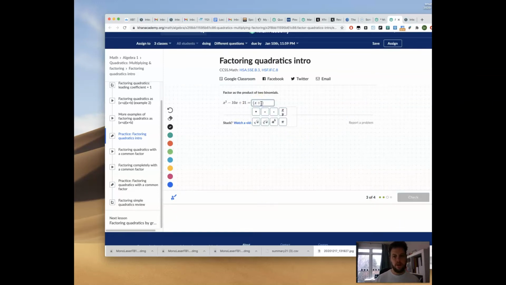Those are probably tougher than the normal ones. So again, here, what two numbers multiply to give you this times and add to give you this. So 21 could be 21 and 1, -21, -1. It could be 7 and 3, -7, -3. And this is the pair that adds up to -10. So that is our answer.